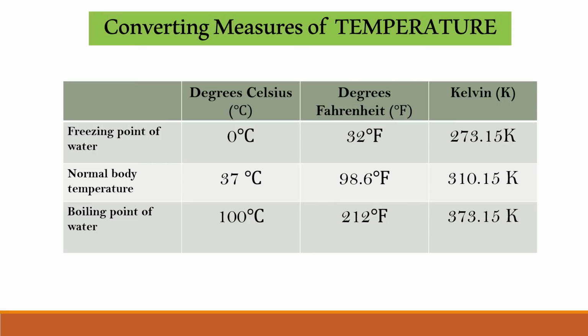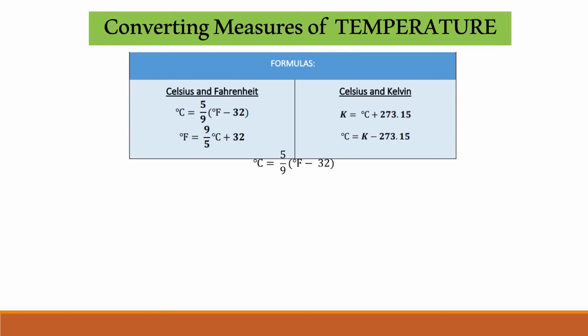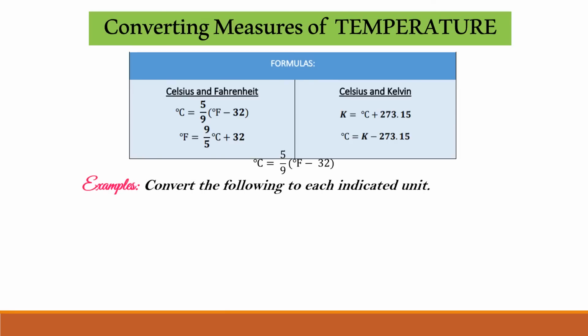310.15. And for the boiling point of water, it is 100 degrees Celsius, or in Fahrenheit, it is equivalent to 212. And for Kelvin, it is equivalent to 373.15. Now, in converting measures of temperature, we use the following formulas. Okay, let us use those formulas to solve the following.